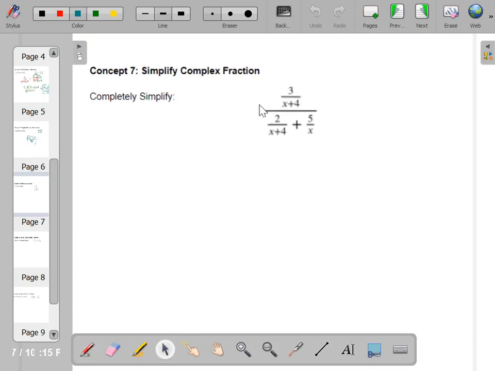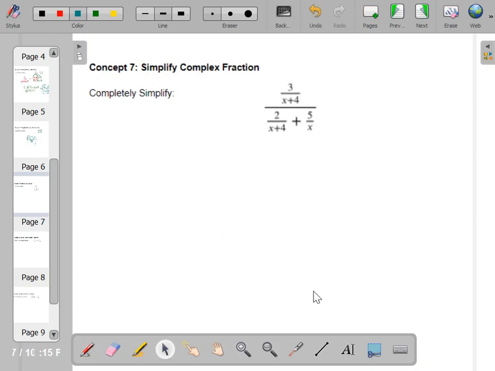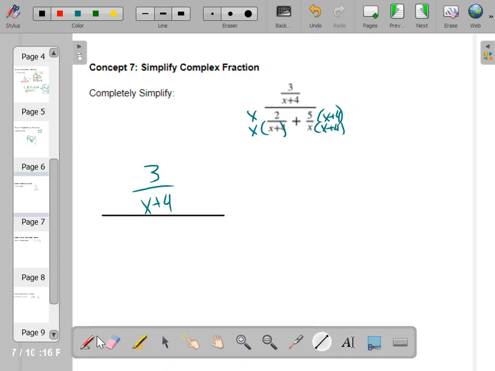Complex fractions, or compound fractions, however you want to call them. You need to have a single fraction in the top, done, and a single fraction in the bottom, not done. So in the bottom, I'm going to multiply their denominators. This guy needs an x, and this guy needs an x plus 4. So I'm not doing anything in the top. 3 over x plus 4. But in the bottom, I'm going to condense this to be something over x times x plus 4.